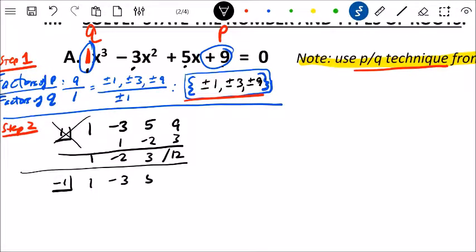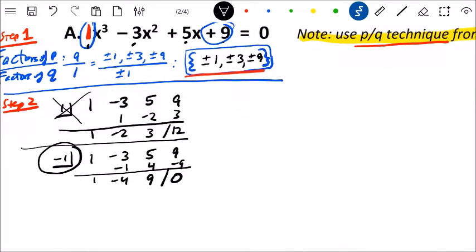1, -3, 5, and 9. 1, -1, that's -4, that's a +4. Ooh, -9, and when I add it, I get a 0. This is a good solution.